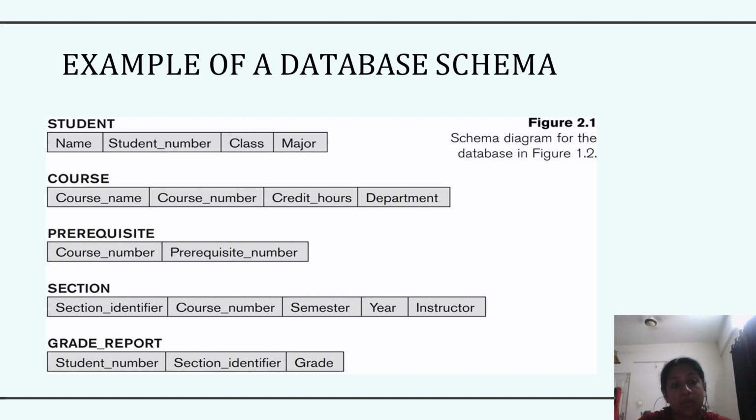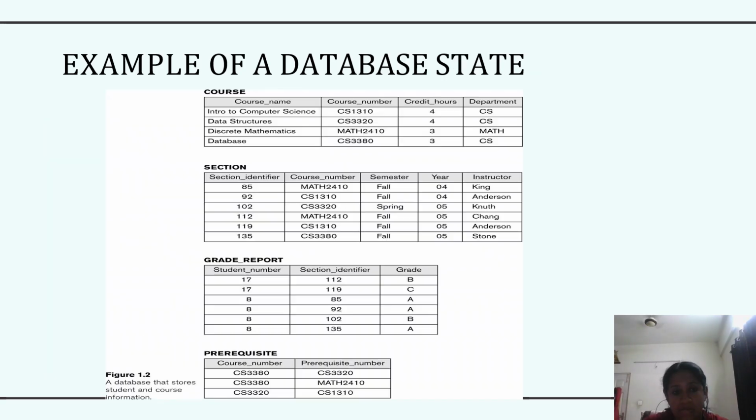So what are the prerequisites? Course number and prerequisite number. Section: section identifier, course number, semester, year and instructor. When it comes to grade report: student number, section identifier and grade. So this is an example of database state: course, section, grade report, and prerequisite.